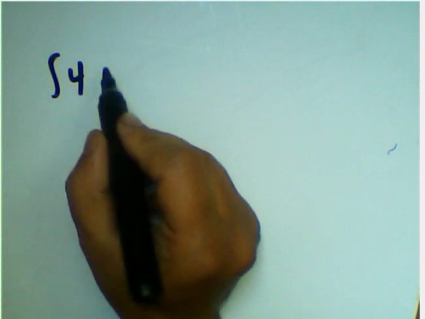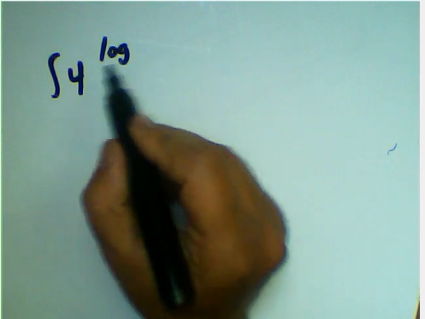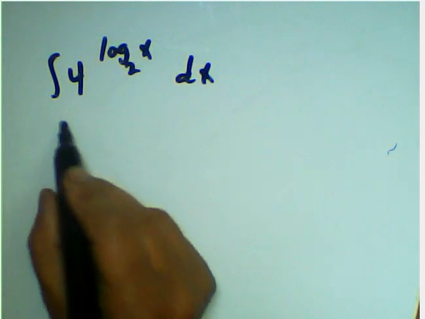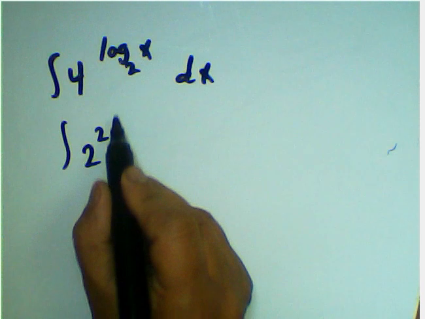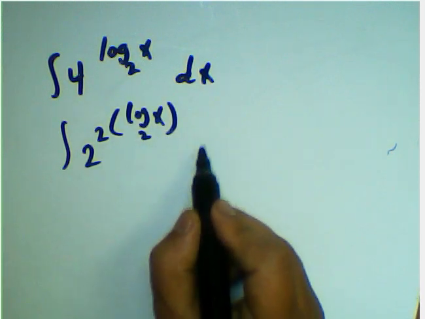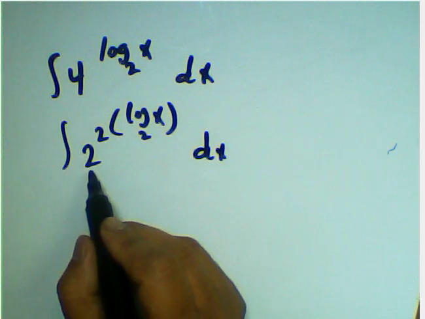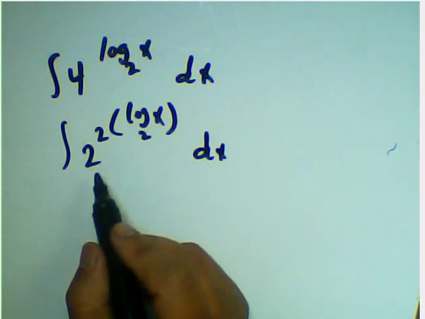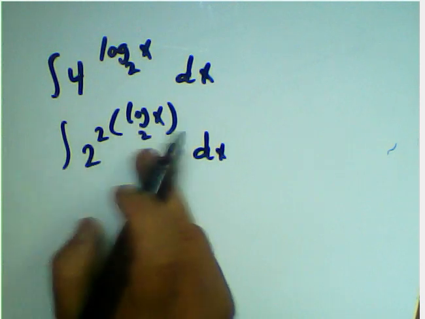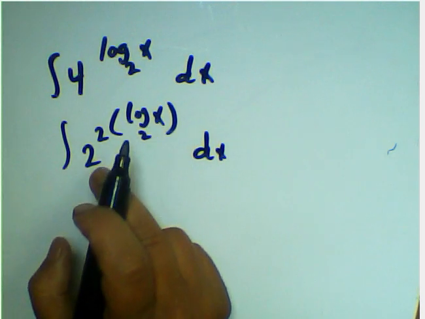Find the integration of 4 power log x to the base 2 dx. We know 4 equals 2 power 2, all to the power log x to the base 2, all dx. We can find the simplest form by using the rule, because the base here is the same as the base of the logarithm.